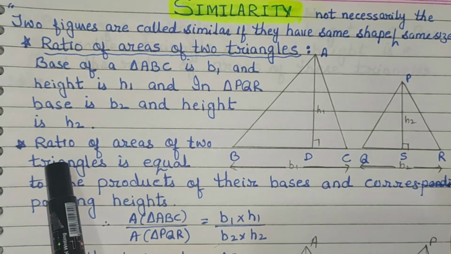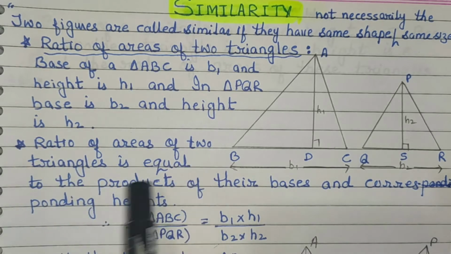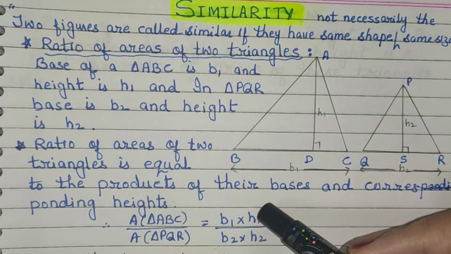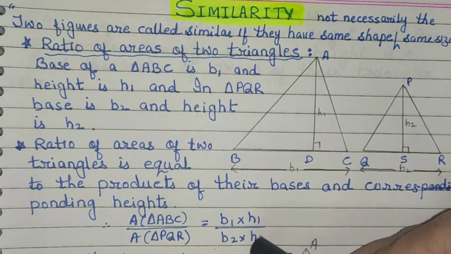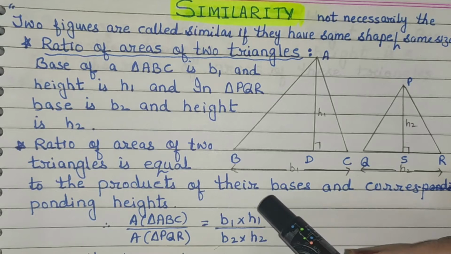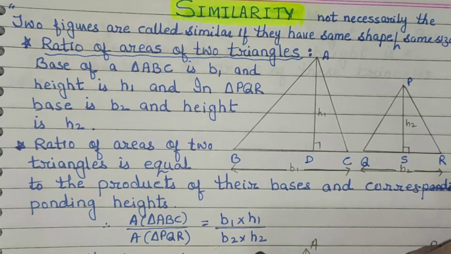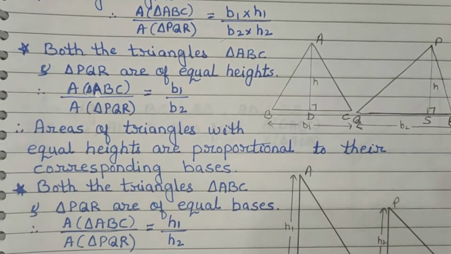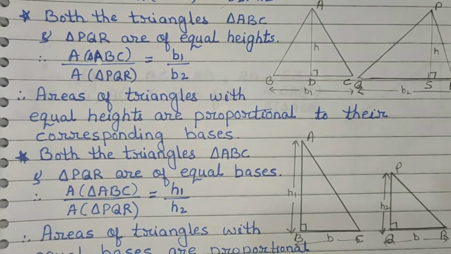Now first point. Ratio of areas of two triangles is equal to the ratio of the products of their bases and corresponding heights. Now look at here. 1/2 in the numerator and 1/2 in the denominator, both are cancelled, and finally the formula here is area of triangle ABC upon area of triangle PQR is equal to B1 into H1 upon B2 into H2.